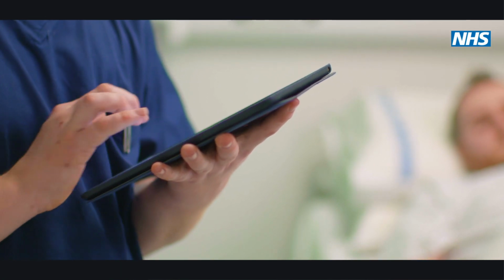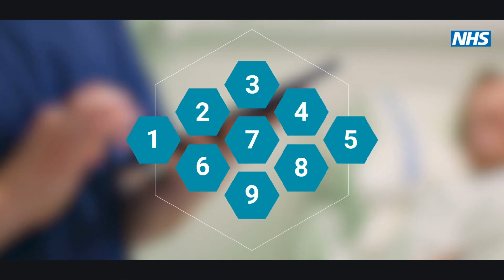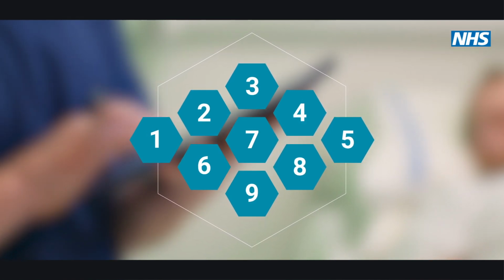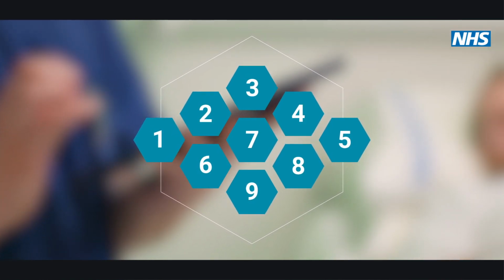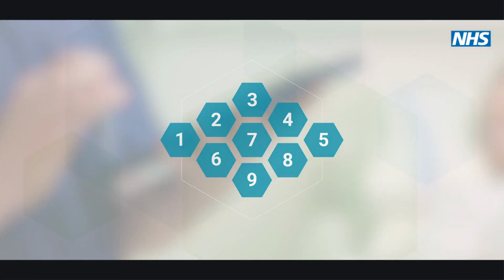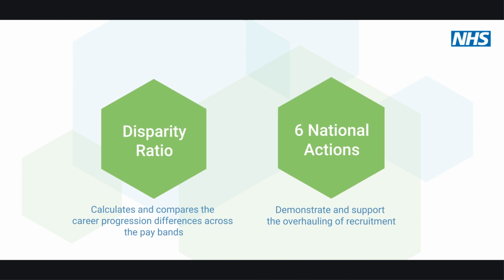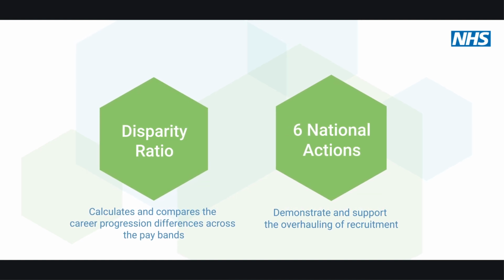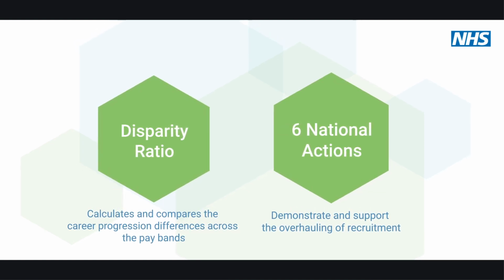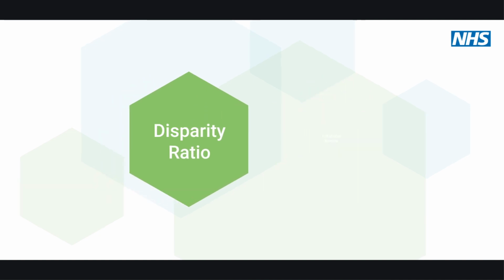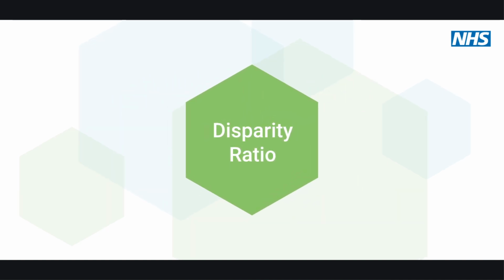Now that we know and understand each of the WRES indicators, we'll reflect on the WRES data from 2020 and take a look at 2 areas of focus for 2021. One is called the Disparity Ratio, and the other is called the 6 National Actions, set for organisations by the National EDI team. So firstly, let's take a look at the Disparity Ratio and what this means.